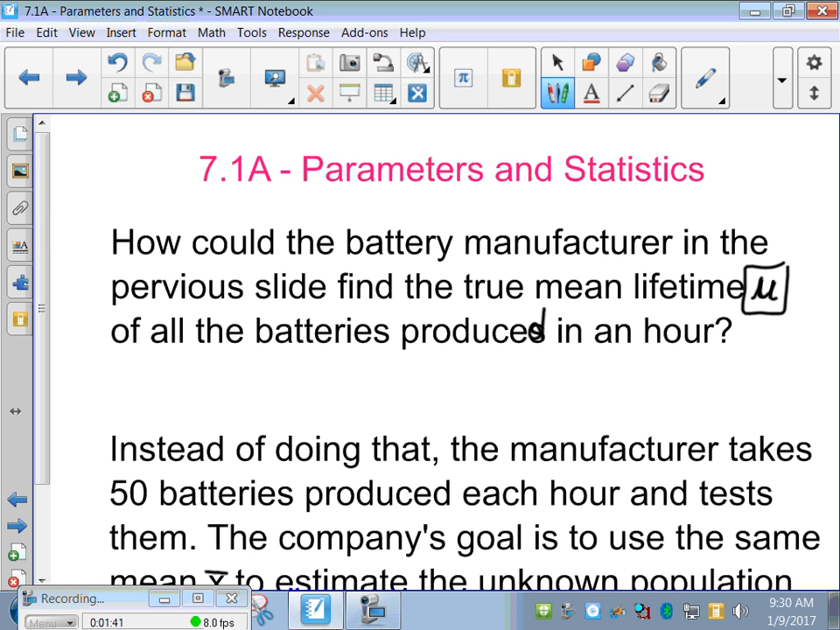So how could we find the actual mean, you guys, of all of the batteries produced in an hour? Well, we could take every single battery and we could drain them all and find the average, right? That would be the true mean. Do we want to waste all the batteries? No. That's why we take a sample of 50, okay? So we don't want to waste all the batteries. We're going to take a sample and make sure then that it is close to the true mean.